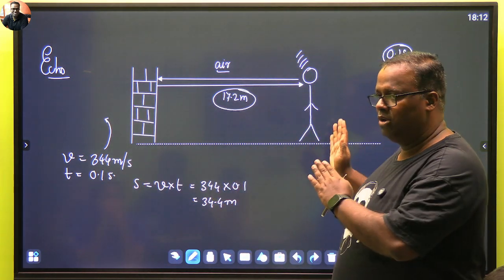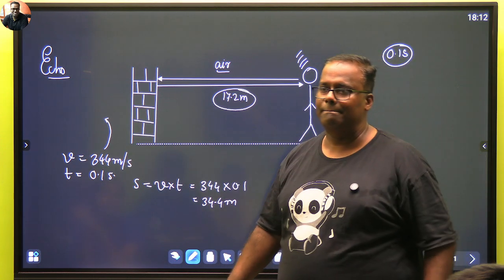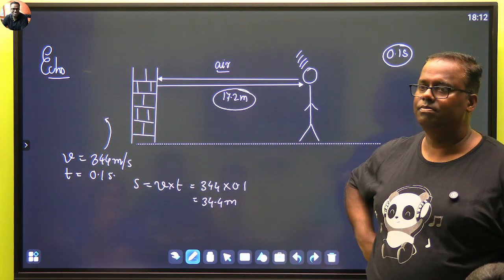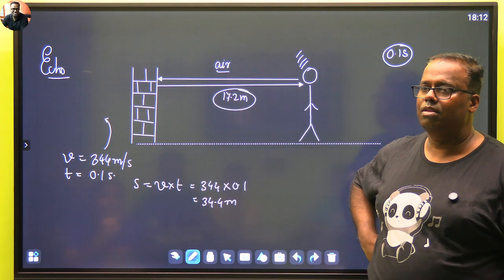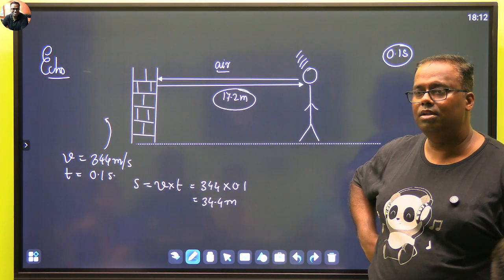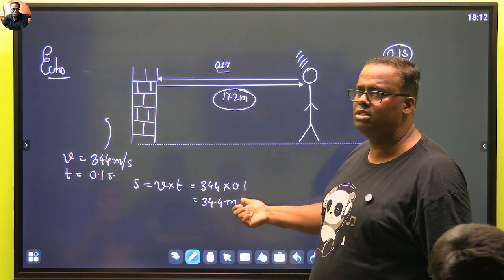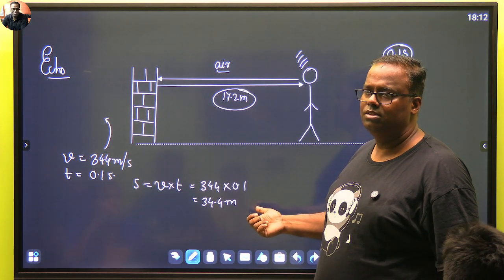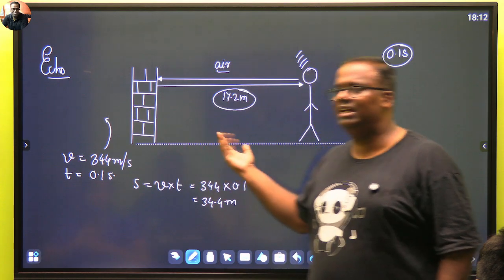अब echo के problems हम करेंगे. Have you understood echo? The minimum distance is 17.2 meters, right? Does the distance increase with the time period, or is it constant? The distance 17.2. 17.2 is the distance. If the time period increases, the distance increases further. इसको बढ़ाने से ये product बढ़ेगा. और दूर इससे पहले रहेगा तो echo नहीं होगा.